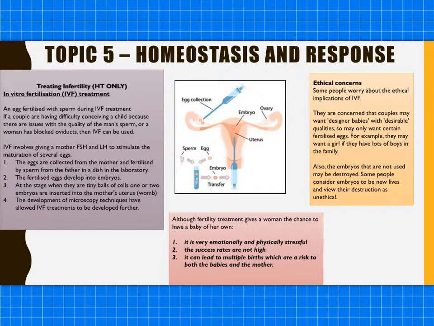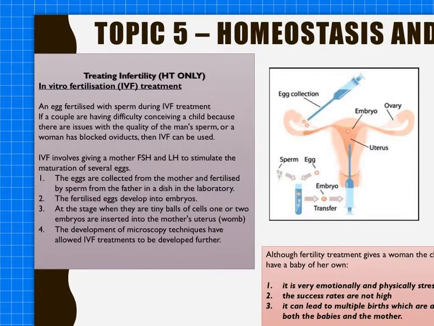And the final section is about treating infertility. This is higher tier only, and it's related to how, if you cannot conceive a child through normal means, you can use other methods. And the method that they want you to know about is IVF, or in vitro fertilization. So in IVF, if a couple's having difficulty, they can give the mother a fertility drug, which in this case contains FSH and LH, and it stimulates the maturation, that means maturing, of several eggs.